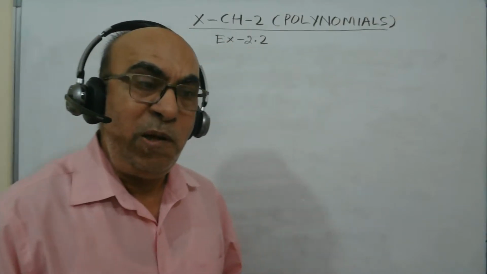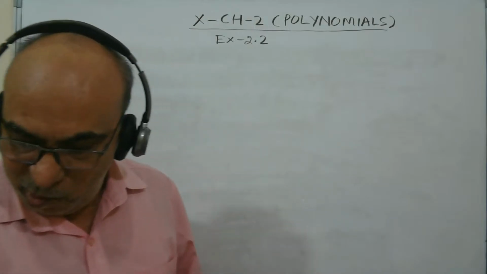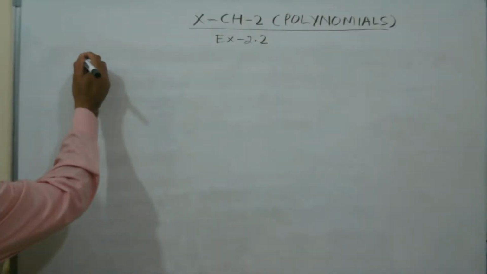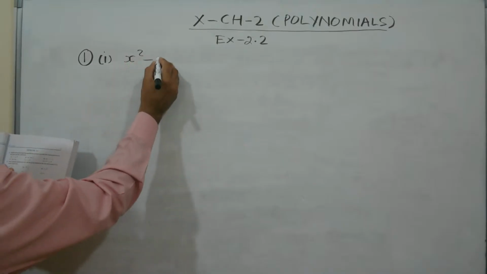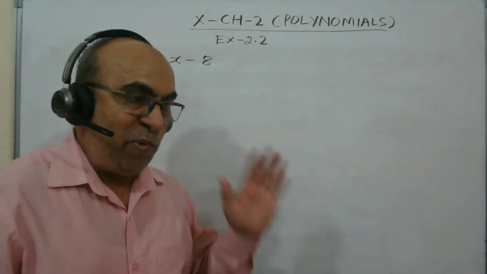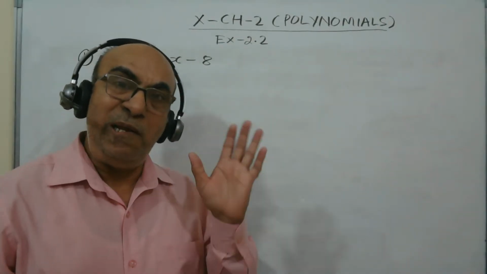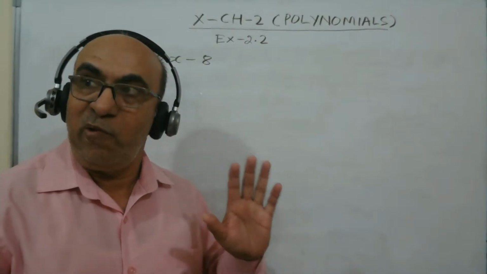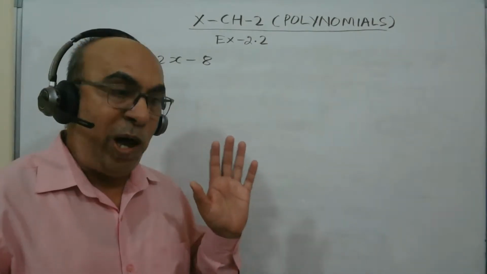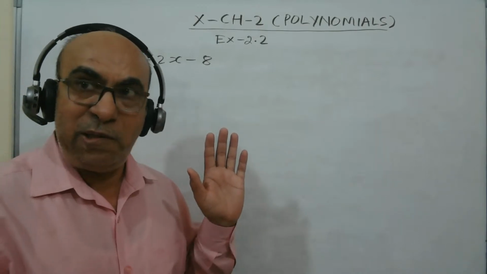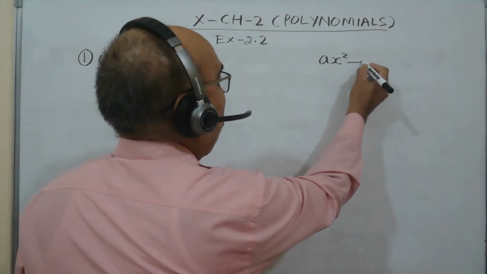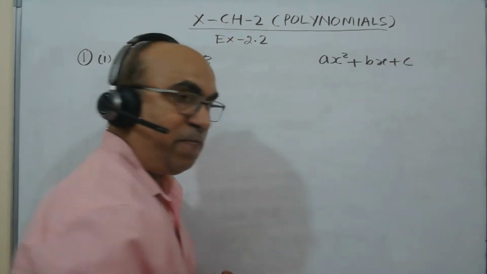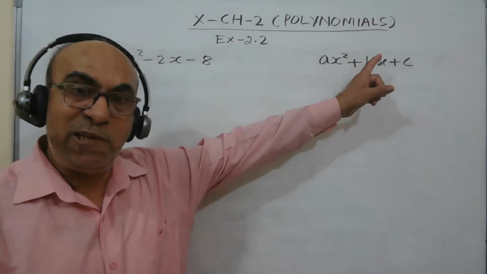In our portion, only quadratic polynomials are here. So exercise 2.2, question number 1, part 1: x square minus 2x minus 8. It is a quadratic polynomial. To factorize any polynomial, quadratic or cubic, whatever it is, you have to write it in standard form, right? What is the standard form of a quadratic polynomial? Ax square plus bx plus c. Means first x square, then x, then the constant term.